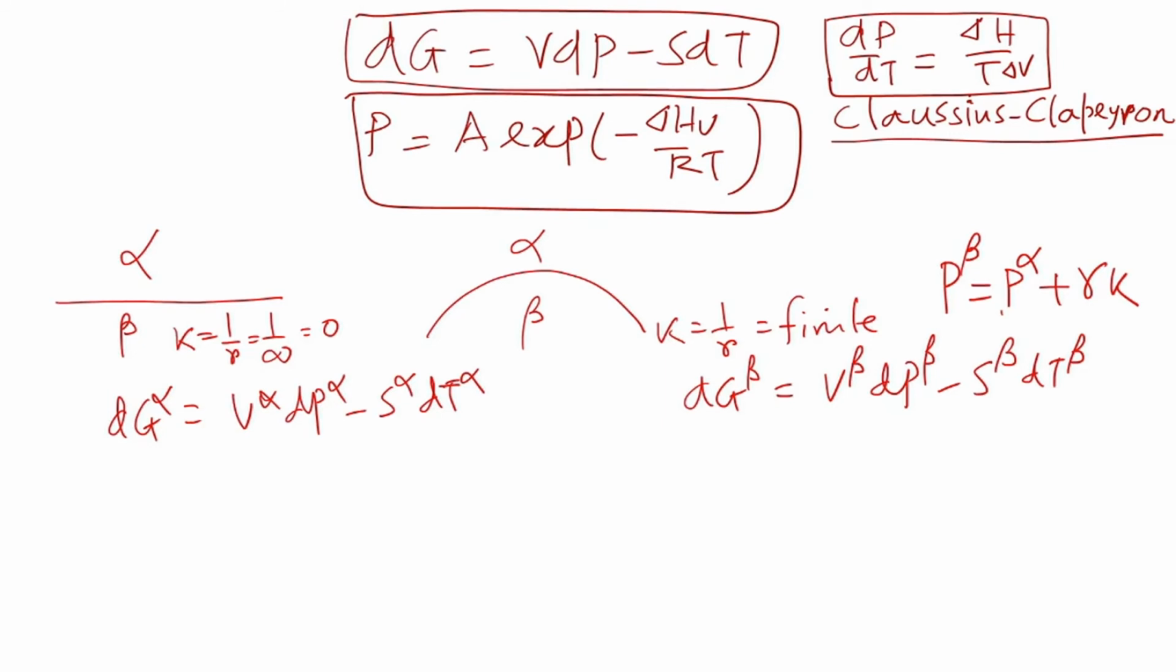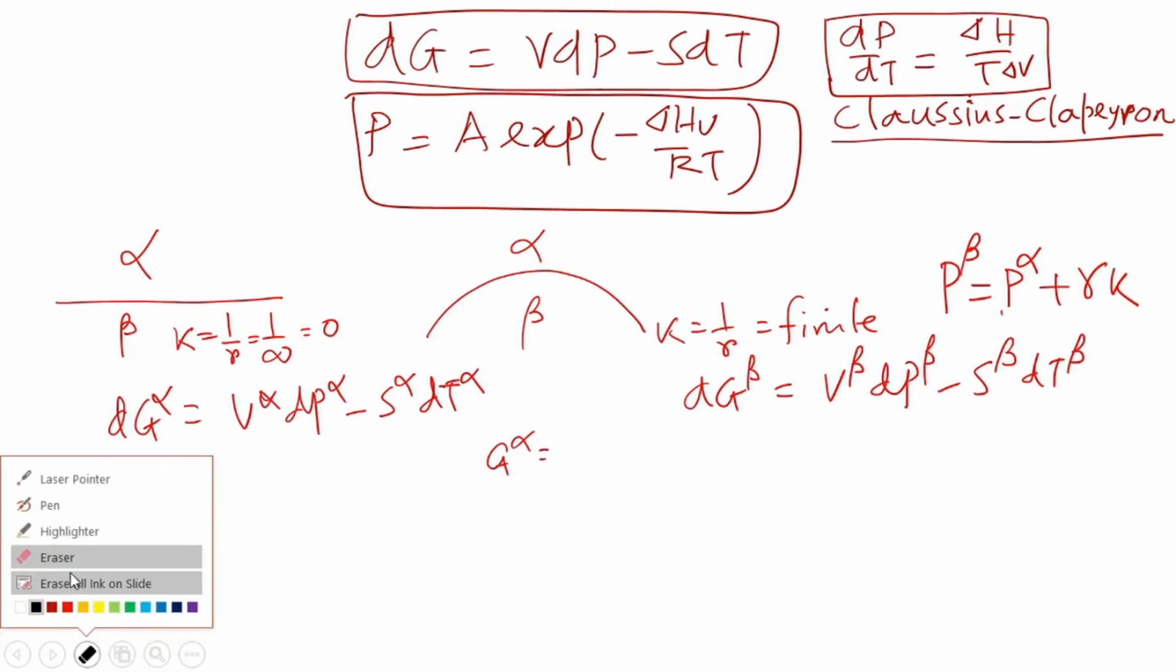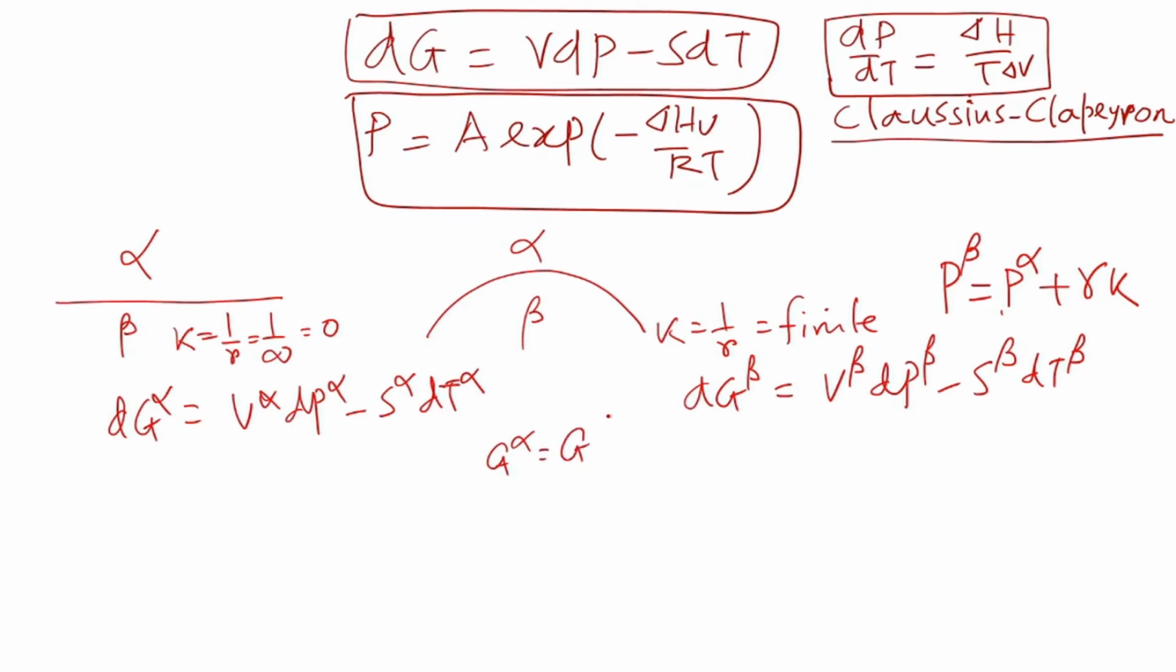And again, these two phases are in equilibrium. So equilibrium says what? G alpha is equal to G beta. So my hand is going to dG already, right? That's obvious. And that can be written again, dG alpha equal to dG beta.